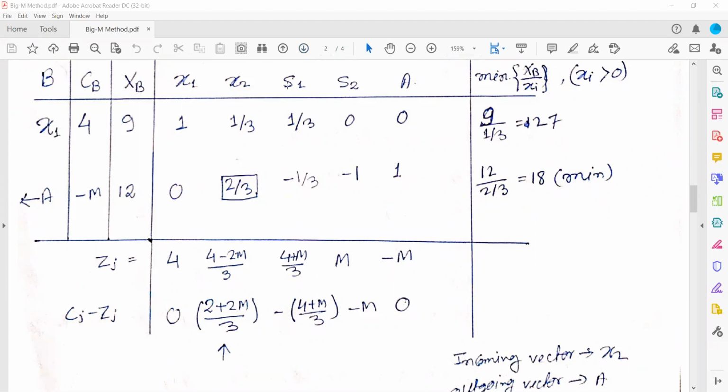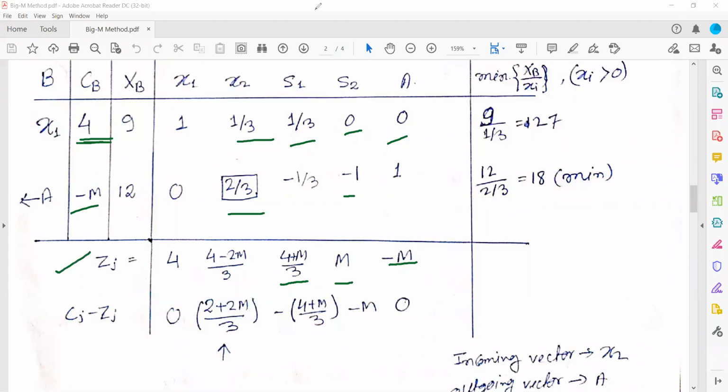Okay. Then 4 into 1 by 3 plus minus M into 2 by 3. So you'll get 4 minus 2M by 3. Then 4 into 1 by 3 plus minus M into minus 1 by 3. So you'll get 4 plus M by 3. Then 4 into 0, 0 minus M into minus 1, that is plus M. So 0 plus M is M. Then 4 into 0, 0 and minus M into 1 is minus M. So 0 minus M is minus M. So you got ZJ.